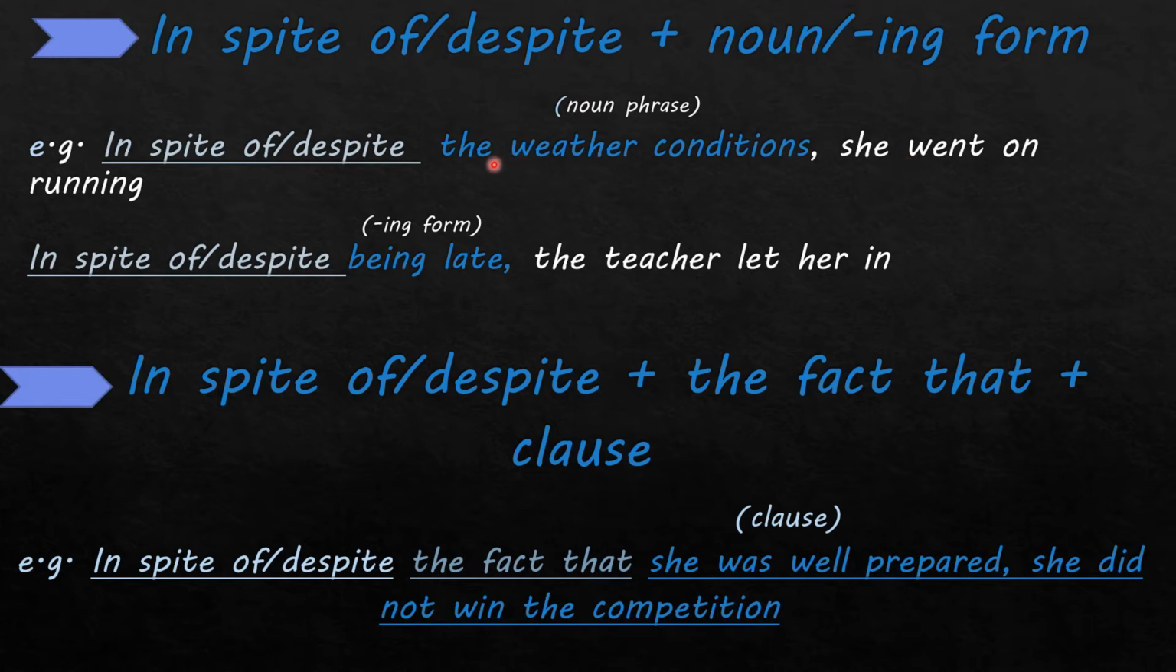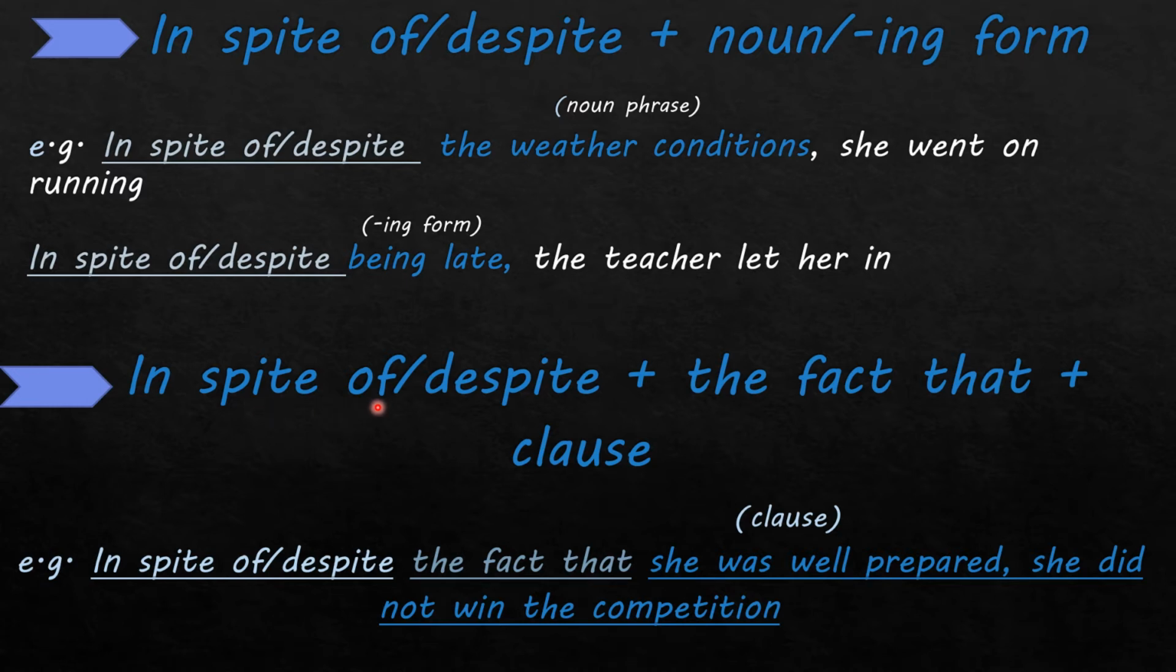In this case, in spite of or despite is followed by a noun phrase, as we see. In spite of or despite being late, the teacher let her in. In this case, these words are followed by an ing form. Moreover, we have another use of these two words.